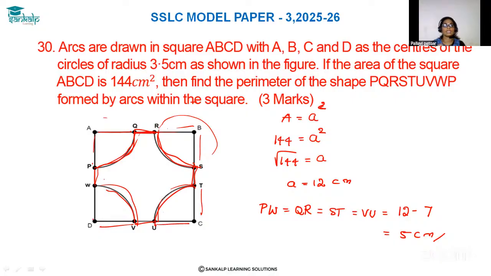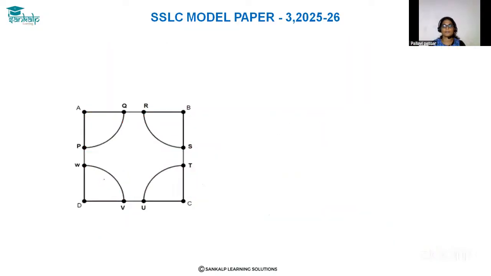Here the formula for the length of an arc is theta divided by 360 into 2 pi r. Okay. So using length of an arc is equal to theta divided by 360 degree into 2 pi r.